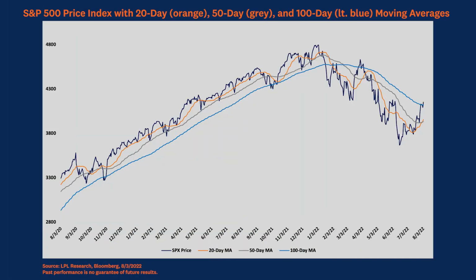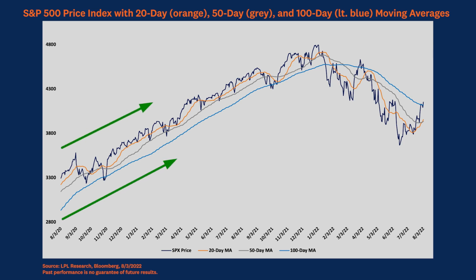There are multiple ways to identify trend, and there are a myriad of technical indicators that we employ. But perhaps one of the easiest ways to help identify trend is to use price moving averages. Let's take a look at an example. Here we see the S&P 500 price index plotted against the 20-day, 50-day, and 100-day moving averages of that price series.